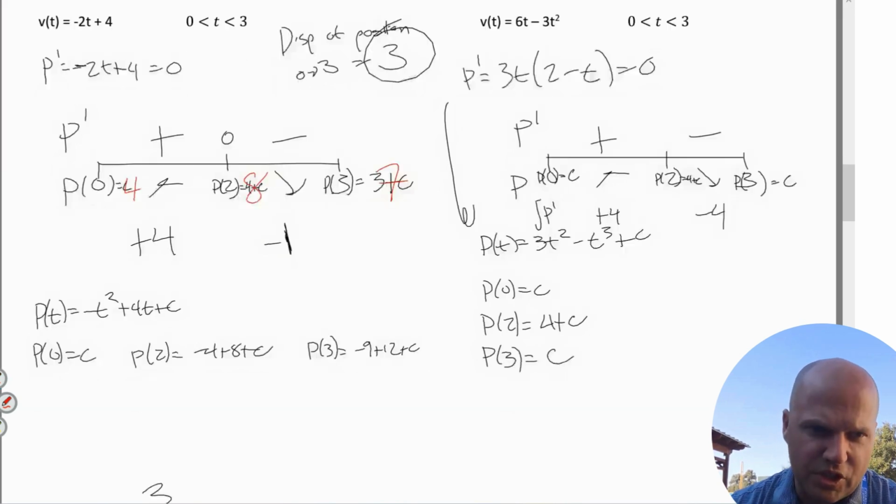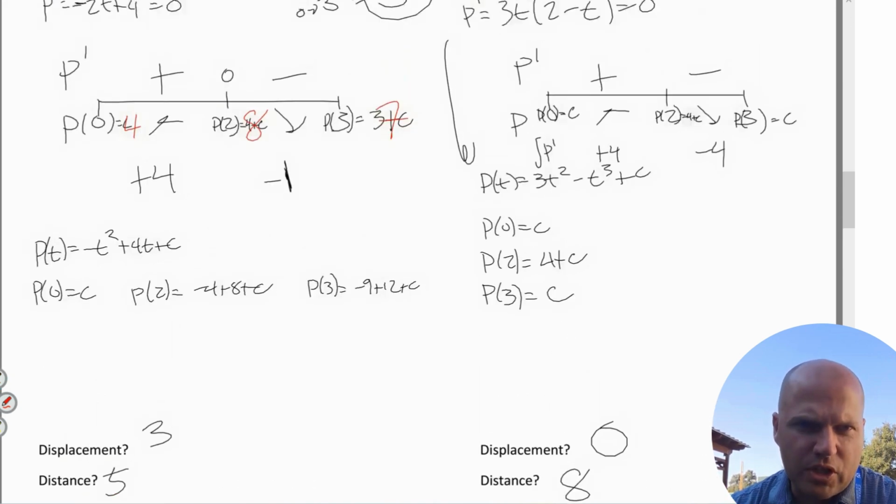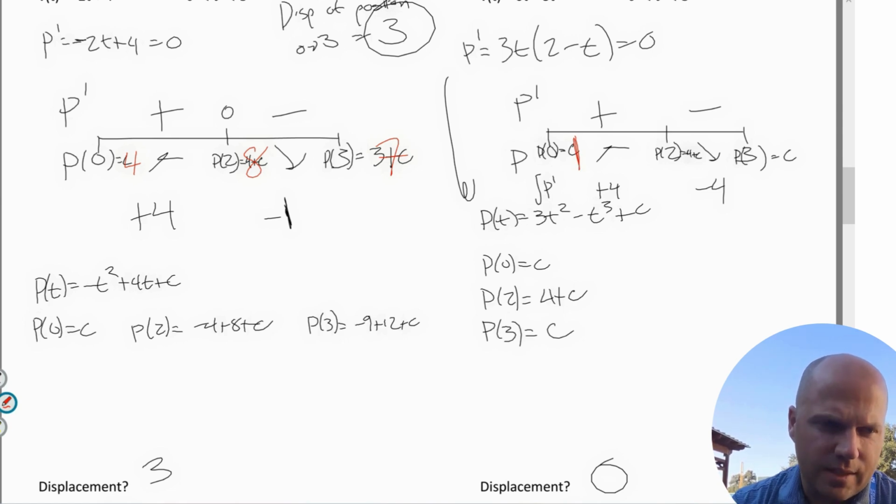I increase 4. I decrease 4. Overall, my displacement's 0. My distance is 8. If my initial position was 1, would that change anything? No, it would just turn this into 1. This would be turned into 5, and this would turn back into 1. I would still have a distance of 8.